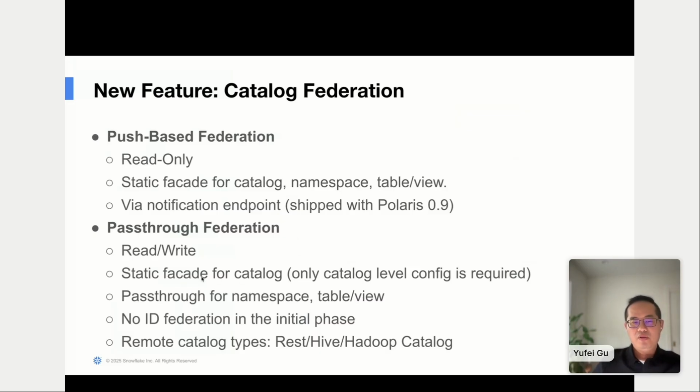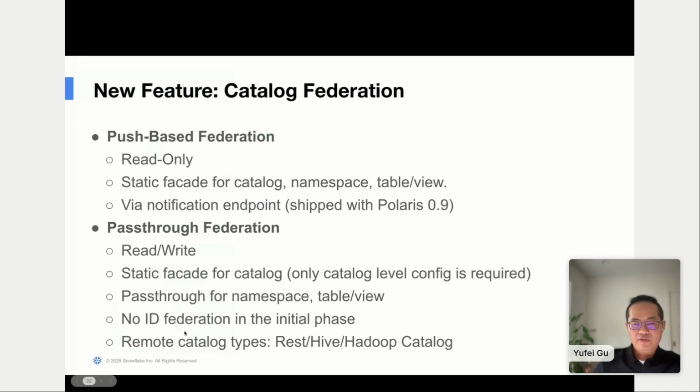So right now we support static setup for the catalog level, not going down to the namespace level, because that makes a lot of change. Like you usually have to do a lot of configurations. So in this case, only catalog configurations are required for the remote catalogs. This is the remote catalog URL and credentials. So once you configure that catalog, you can pass through everything under that catalog, for namespaces, tables, and views.